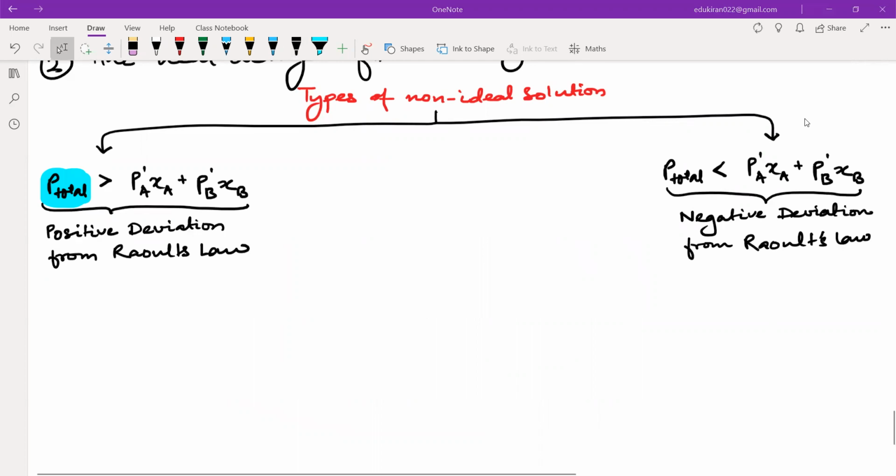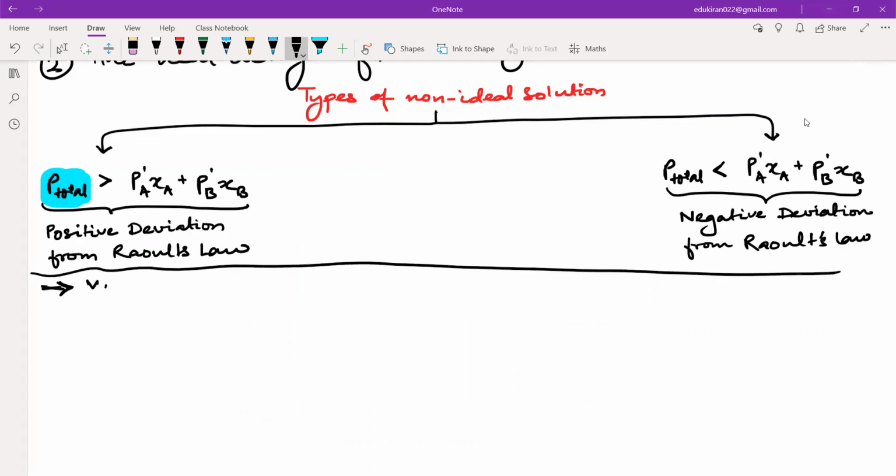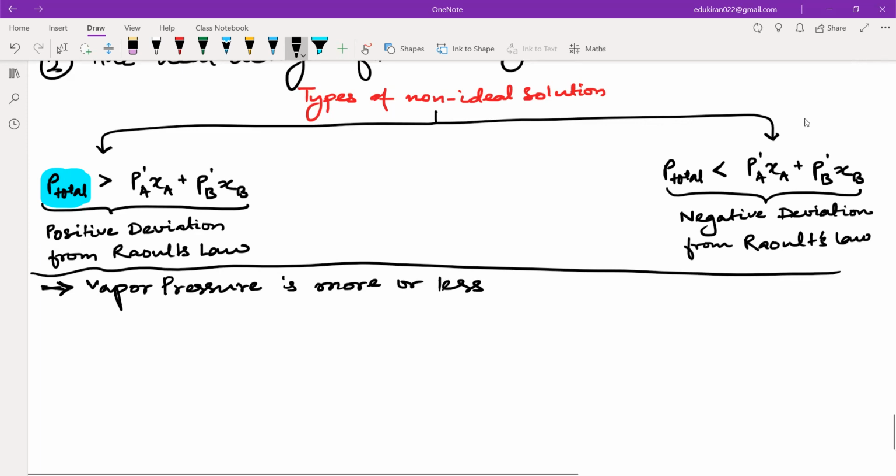Positive deviation from Raoult's law. In that case, what is happening? The experimental value of the pressure is going to be higher, right? The experimental. So what do you think here? Now tell me. P total is higher. That means don't write here. You don't have to write, just tell me. Okay? Vapor pressure is more or less? Tell me. All of you tell me.